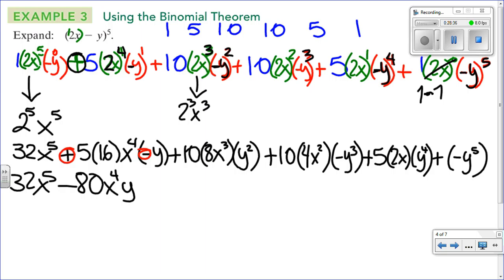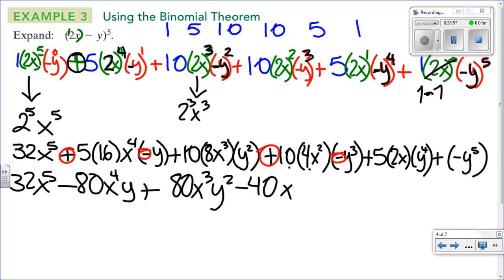The next term is going to be positive. We have 10 times 8, so that would be 80 x cubed y squared. The next one will be positive or negative? Negative, right? We have this negative and positive here. That will be minus 10, not 10, 40, because I'm multiplying 10 times 4, x to the power 3, y to the power 3. I'm sorry, x to the power 2.